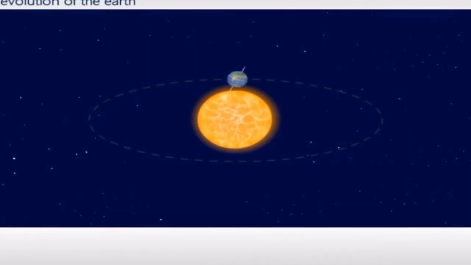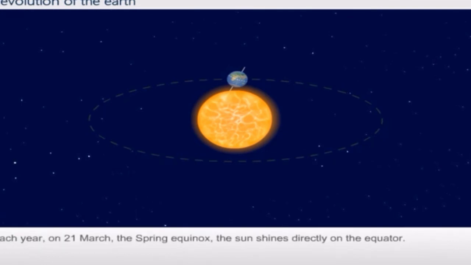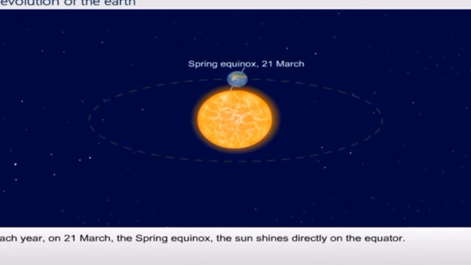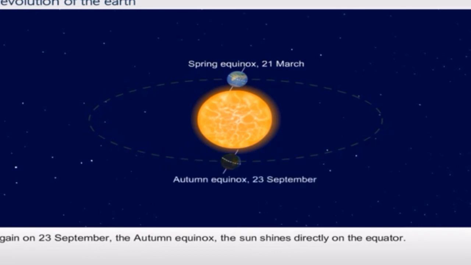Equi means equal. Nox means night. Equinox is the time when all places on the earth have equal duration of day and night. It is a very important terminology. Each year on 21st March, the spring equinox, the sun shines directly on the equator. Again, on 23rd September, the autumn equinox, the sun shines directly on the equator. These 2 days are very important.